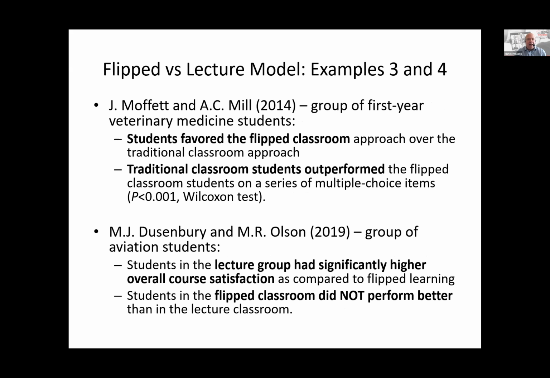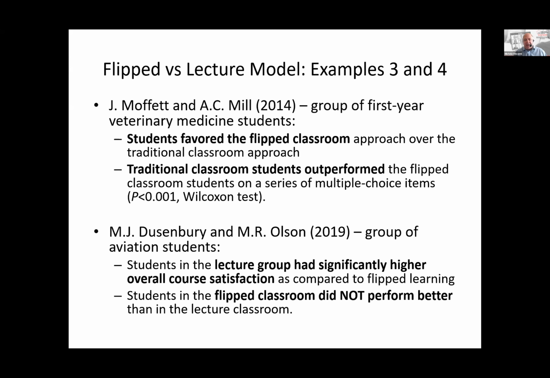So another bias there. The last two studies: one is from 2014, and as you can see, we are getting much closer to today. Here again there were mixed results. Students favored the flipped classroom over the traditional classroom approach, but the traditional classroom, meaning lecturing, outperformed the flipped in terms of results. This was measured with a non-parametric test, the Wilcoxon test.